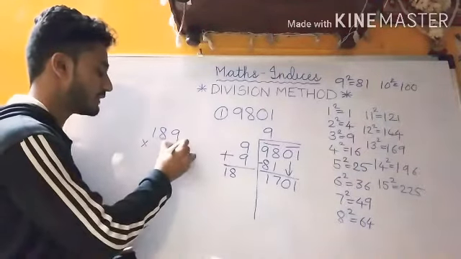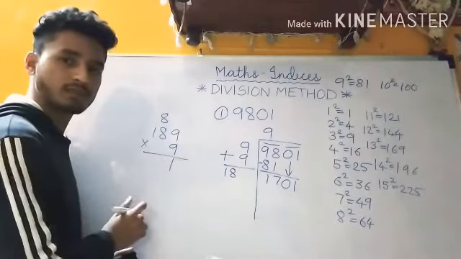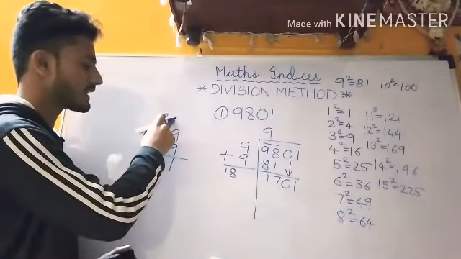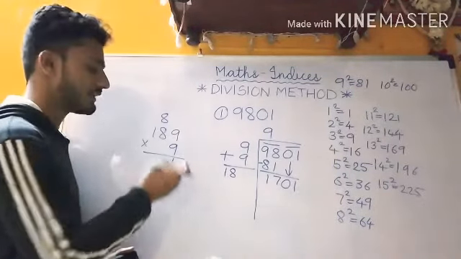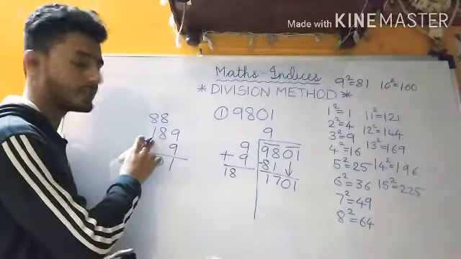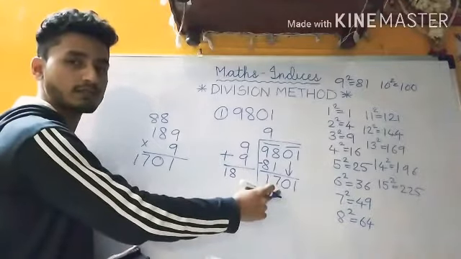So it will be 9 multiplied by 9. So 9 9s is 81. 9 8s is 72, 72 plus 8 is 80. And 9 1s is 9 plus 8 is 17. So 1701, and this is also 1701.